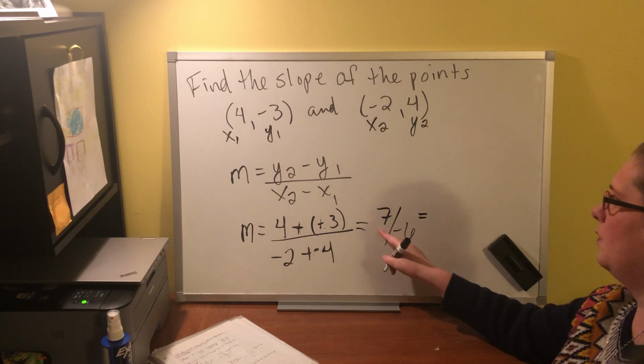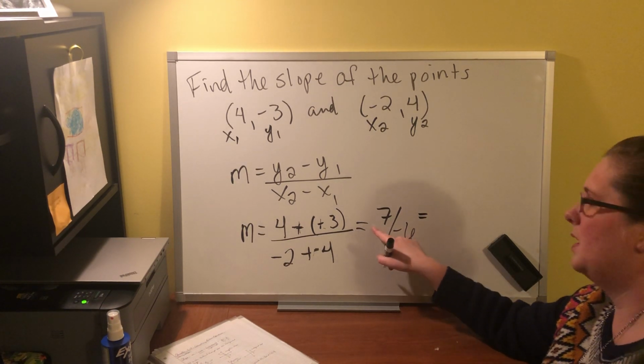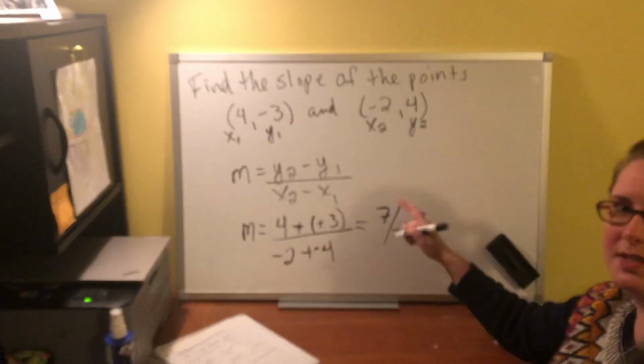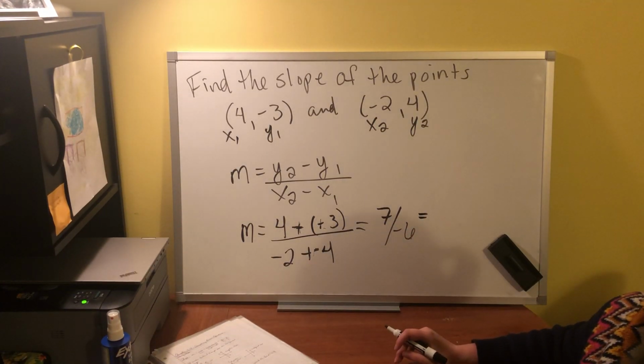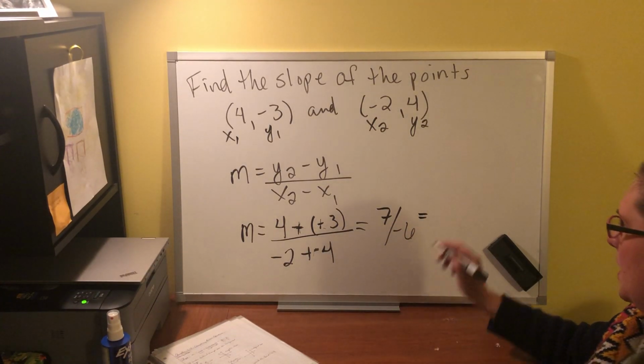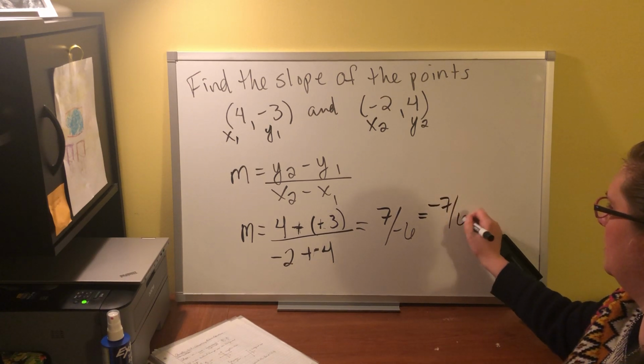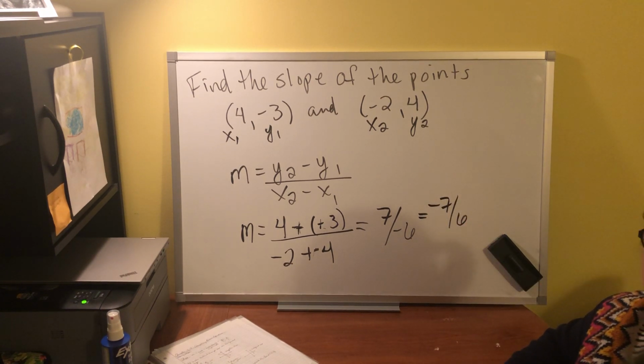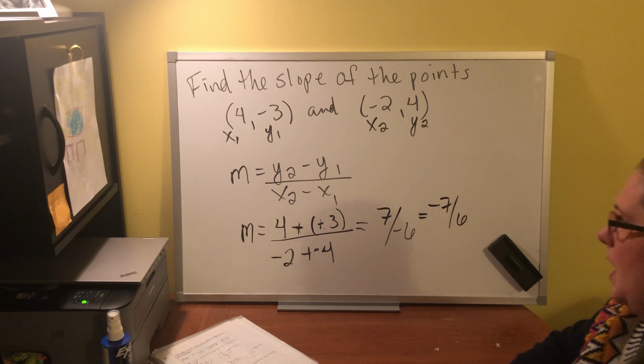Typically, when you have one that's positive and one that's negative, you write the negative up in the numerator. It doesn't matter, it's the same thing, right? Because they're opposites. A positive and a negative is always going to stay negative. So this is -7/6, which is typically how you would write that for your slope, okay?